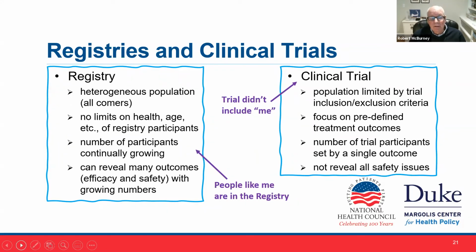Registries are a heterogeneous population of all comers with, generally speaking, no limits on any of the characteristics of the registry participants. A clinical trial population has a set number of participants, and a registry can just keep growing over time, making it possible to reveal many outcomes, both efficacy and safety outcomes, that can only be seen with very much larger numbers. So people like me are in the registry, but a person like me is not included in a clinical trial population.